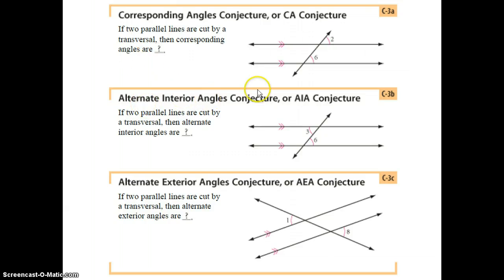Alternate interior angles, or the AIA conjecture, are the ones that are inside the parallel lines. So if two parallel lines are cut by a transversal, then alternate interior angles are, and you've got two sets because remember you've got the obtuse angles on the other side, also congruent. And last but not least, if two parallel lines are cut by a transversal, then alternate exterior angles, which would be 1 and 8 here, but also keep in mind you've got the other side of the linear pair, are also congruent. Once you write these three conjectures down, you can continue on.